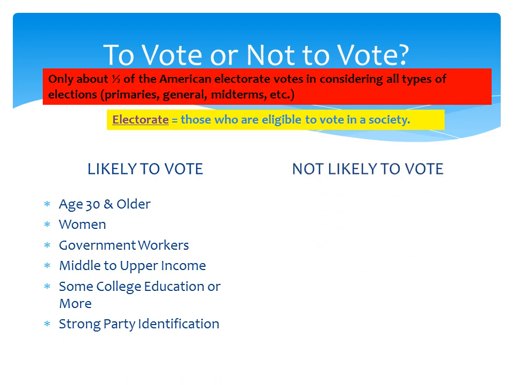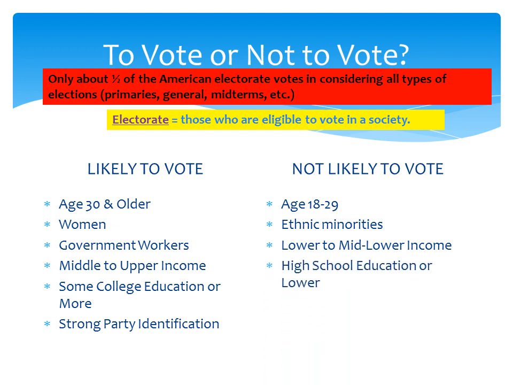The unlikely to vote category includes groups such as younger voters, ethnic minorities, lower to middle lower income Americans, high school educated Americans or lower than that, or those who feel low efficacy or are apathetic.